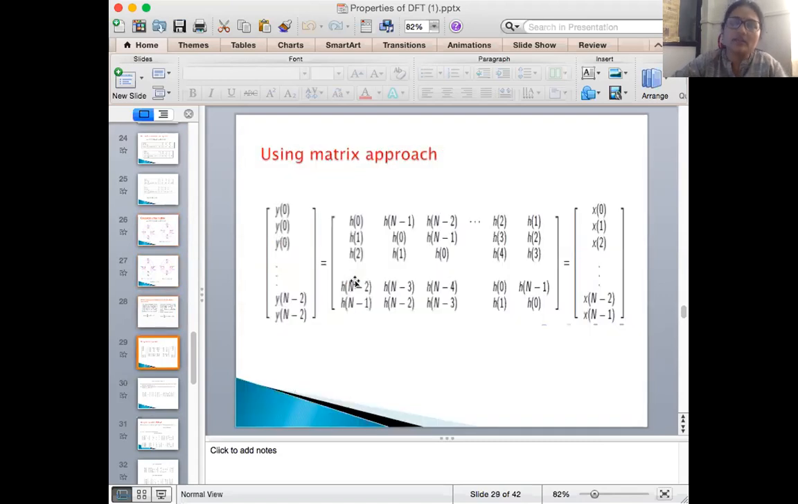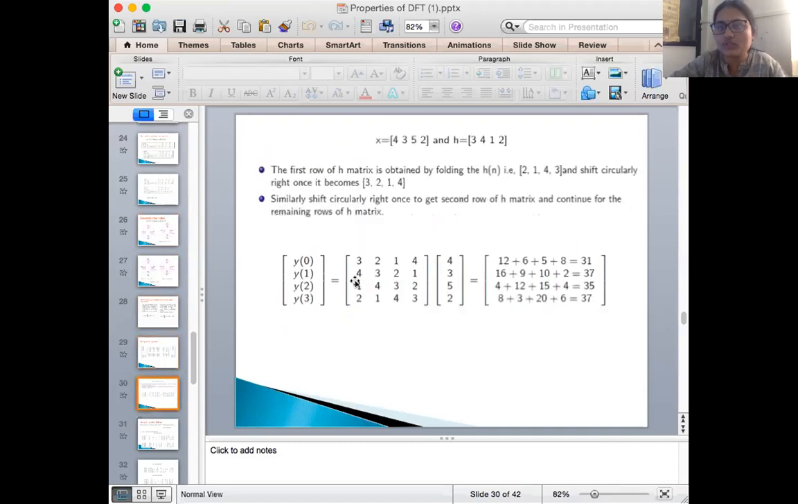And then the third method is the matrix approach. By using the matrix approach also, we can find out the circular convolution. By shifting the values one by one, we prepared the matrix for the second sequence. This is the first sequence, and then by performing matrix multiplication, we can find out the circular convolution.